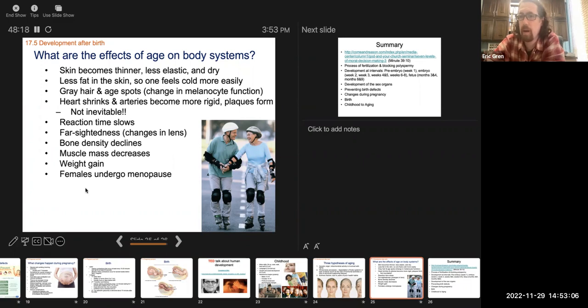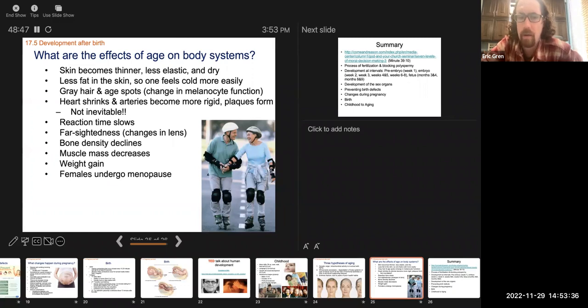With the decreased metabolic activity, we also see a decrease in muscle mass. We tend to see weight gain. Okay, and then in women, we'll see menopause as well. So menopause is the cessation, the end of the normal monthly ovarian and uterine cycles. Okay, so that's going to happen somewhere probably in your 50s or 60s.